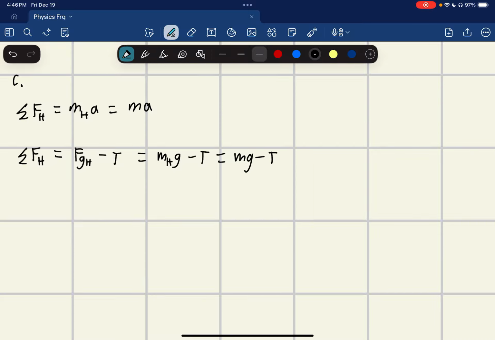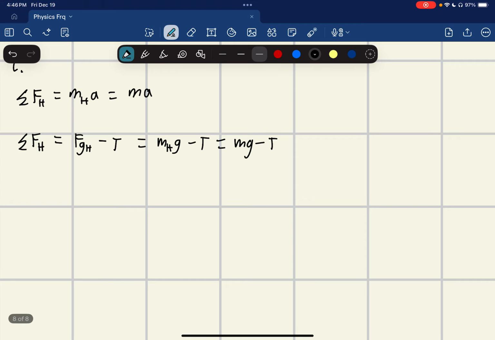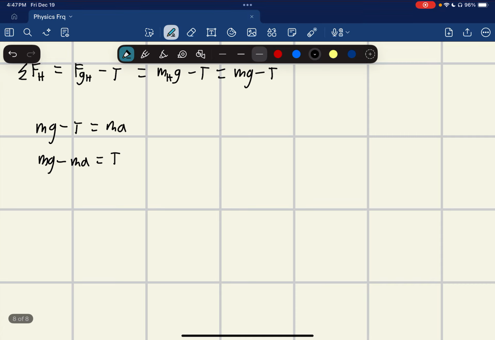And then I would just equate the two net forces to each other. So it'd be mg minus T is equal to ma. And then to solve for T, I would just add the T over and subtract the ma over. So it'd be mg minus ma is equal to T. And then here I can factor an m. So it'd be m times g minus a is equal to T.